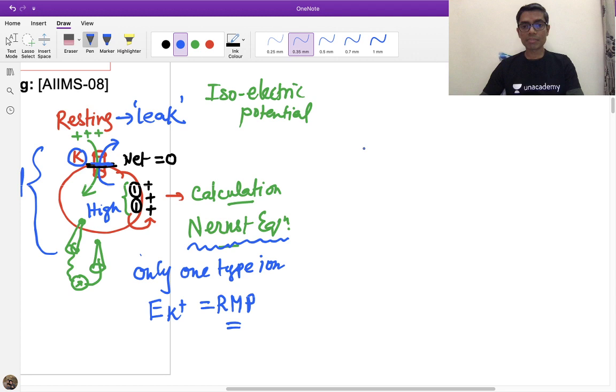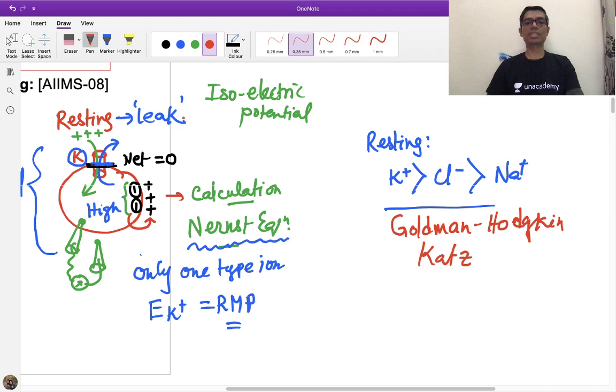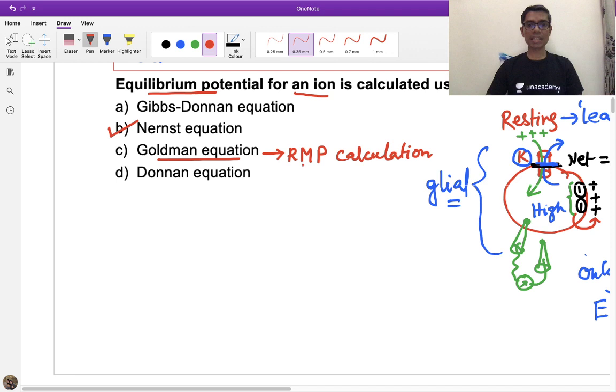In most vertebrate cells in our body, in the resting condition the cell is permeable to potassium ion as well as chloride ion as well as sodium ion. So obviously, I cannot measure the equilibrium potential or RMP of this cell with the help of the Nernst equation. I have to take help of the equation known as the Goldman-Hodgkin-Katz equation. That's why I told you that the Goldman equation is typically used for RMP calculation, but the Nernst equation is typically used for equilibrium potential.